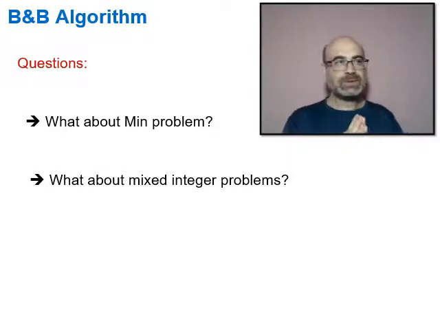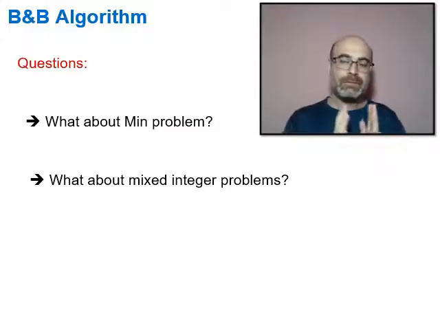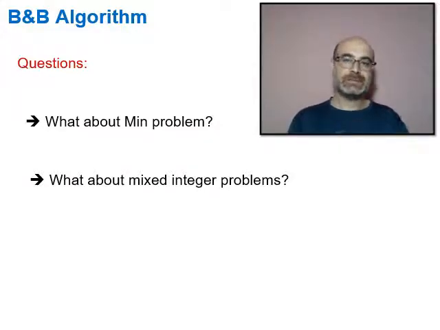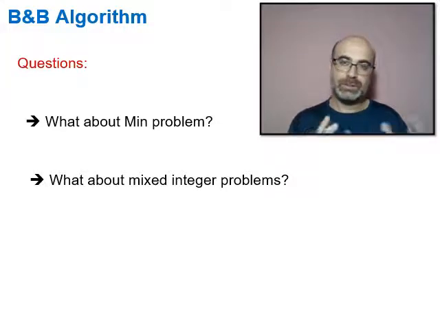So these steps of the algorithm that I provided to you were for a maximization problem. But the thing is, we can solve a minimization problem with the branch and bound tree as well. In that case, what shall we do? In the next slide, I will talk about it. And also, we can use the branch and bound algorithm for mixed integer problems. Not only pure integer ones, but we can use it with mixed integer ones.